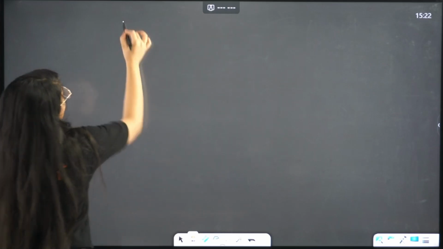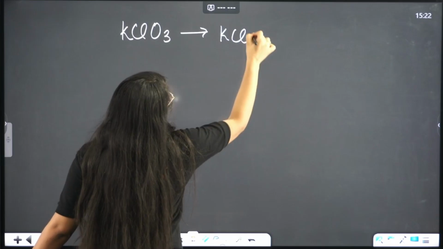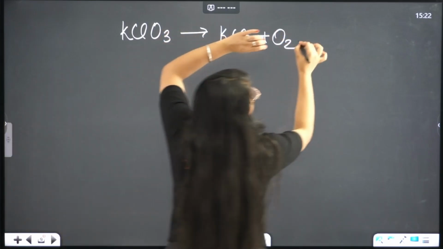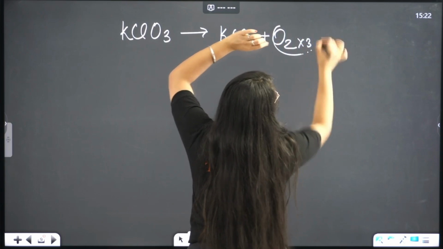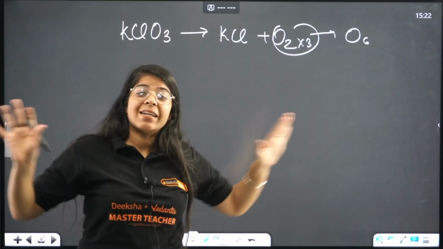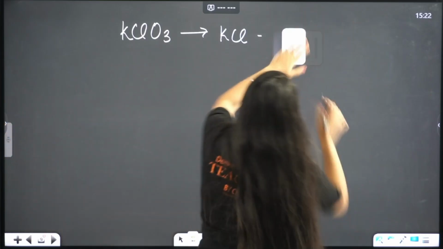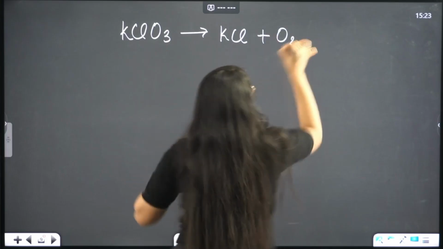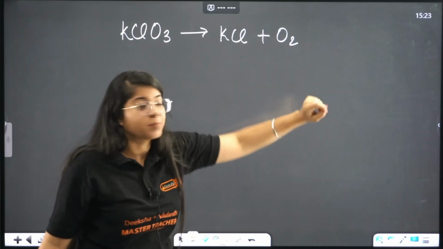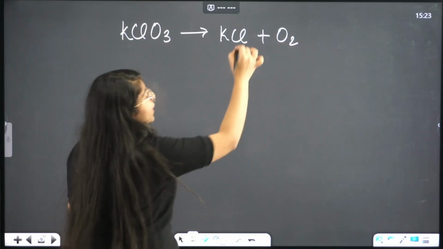Now, KClO3 gives KCl plus O2. What you can't do is multiply 3 here, O2 into 3, and think this becomes O6. That is wrong. O2 is nature's decision. There is O2 here. This is what we call a subscript. So you cannot multiply in the subscript. However, you can multiply in the front of this.